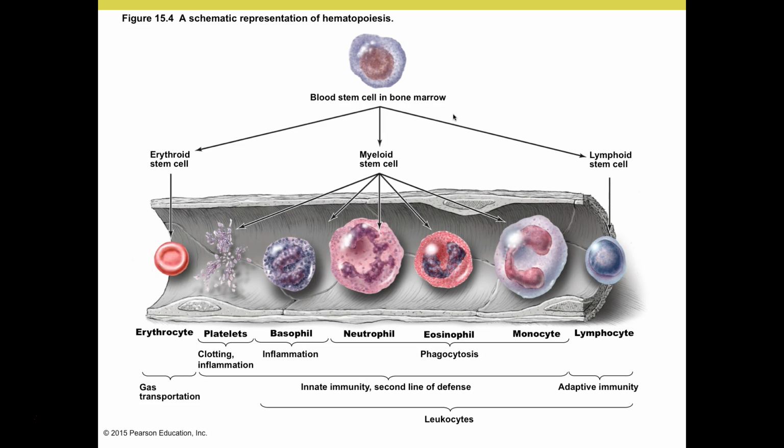This is a schematic representation. And as you can see, the leukocytes are in the innate immunity, the second line of defense, and also in the adaptive immunity.